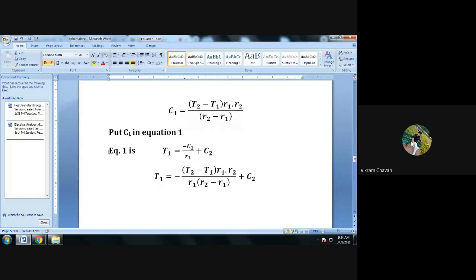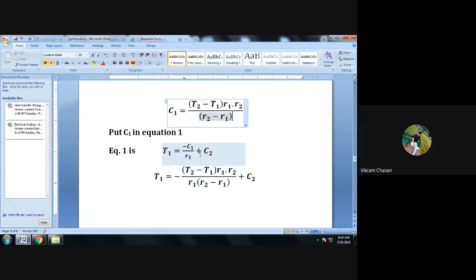So we know equation number 1. We are getting equation number 1 after applying boundary condition number 1. After applying the boundary condition number 1, the equation we get is T1 is equal to minus C1 divided by R1 plus C2. So put the value of C1, this particular equation of C1, in equation number 1.